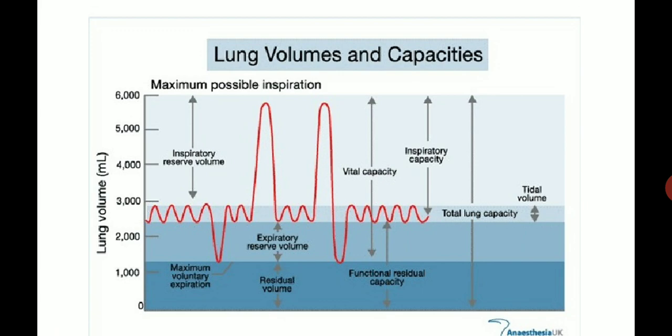Then comes the residual volume. Some air is always left in the lungs even after forcibly breathing out. This is the leftover or residual air, which is equal to 1500 ml. Because of the presence of the residual volume, exchange of gases continues even during expiration. Finally, coming to the total lung capacity. Maximum air which can at any time be held in the two lungs is equal to 6000 ml.